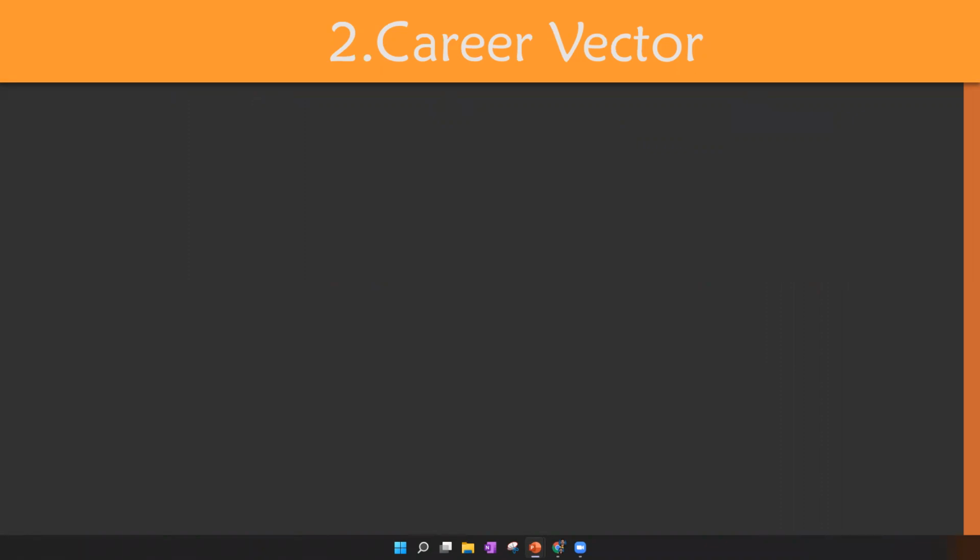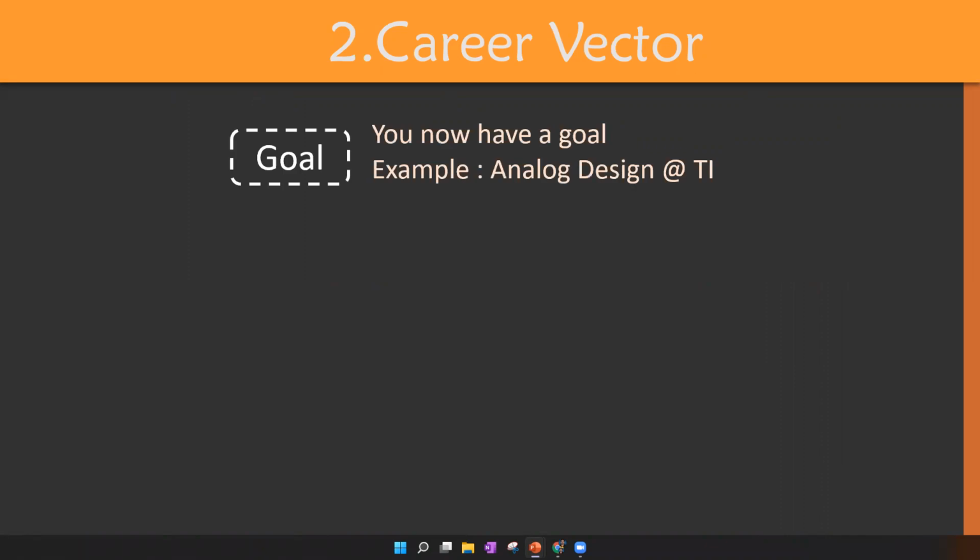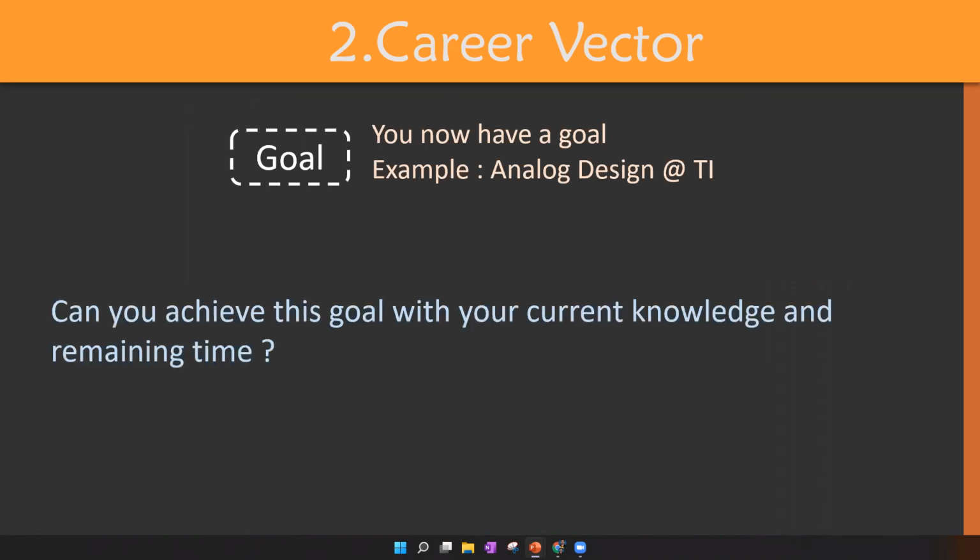Okay. Now that you have a certain goal, the next question is, how are we going to accomplish it, and how are we going to find out where we are with respect to the goal? So here in this example, I'm going to pick analog design at TI. I want to do analog design at TI. Okay. Now, can you achieve this goal with the knowledge that we have and the remaining time? What do I mean by remaining time? It is the time that you have until graduation, right? So that is the time that is with you. And also you have a certain amount of knowledge right now. And with that knowledge and time, is it possible to achieve that goal? That is a key question to ask ourselves. And how do we figure that out?